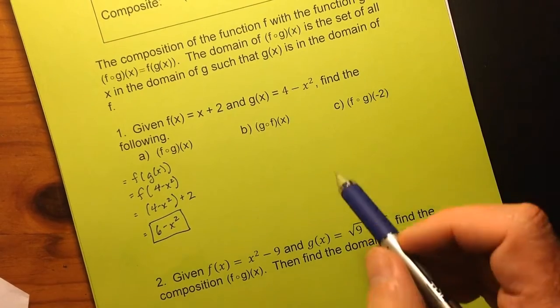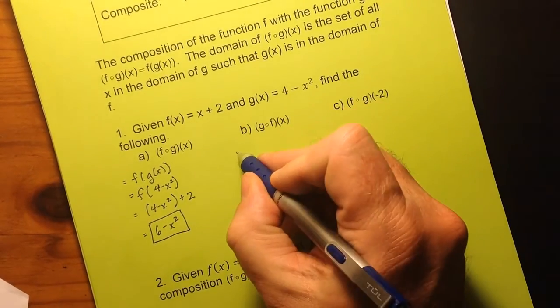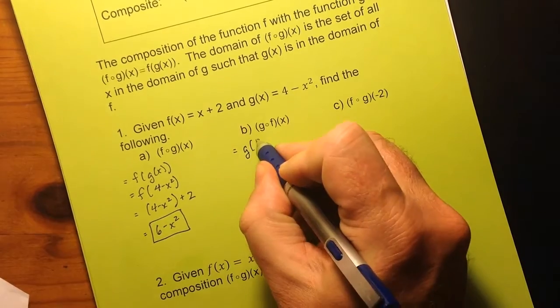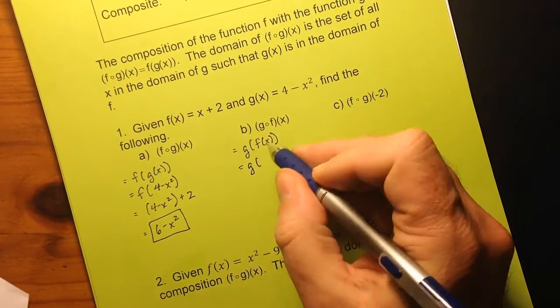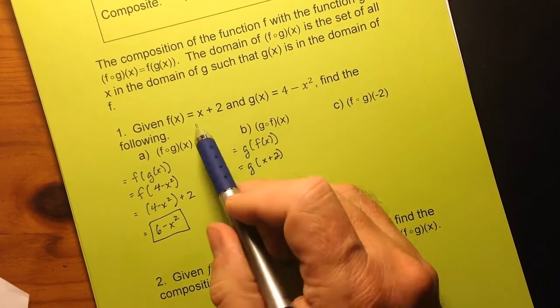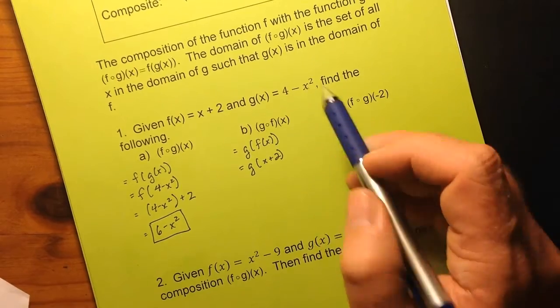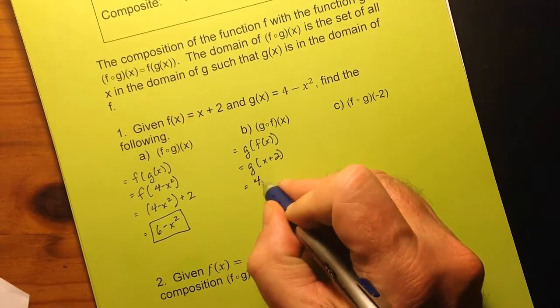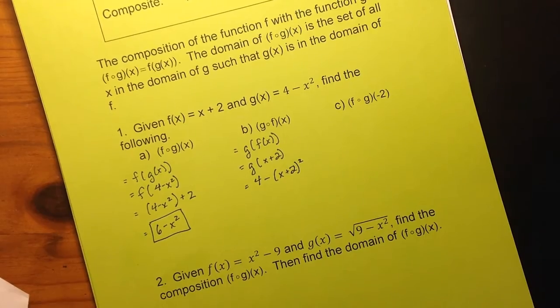All right? g circle f of x. So this time we're reversing it. So this means g of f of x. So that's g of x plus 2. My f of x is x plus 2. So now I'm going to take the x plus 2 and plug it in for the x in the g function. So that's 4 minus x plus 2 squared.